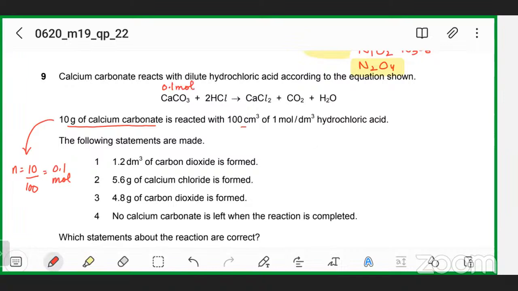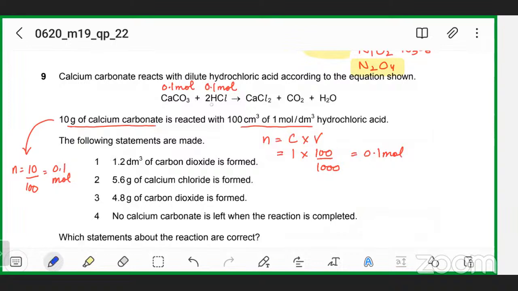What about HCl? The concentration and volume are given. So what's the formula of moles? That's concentration times volume. The concentration is 1. The volume should be in dm cube, so 100 divided by 1000 is 0.1. So HCl added is also 0.1 moles. Okay, which one is in excess? Calcium carbonate. No, sorry, HCl.